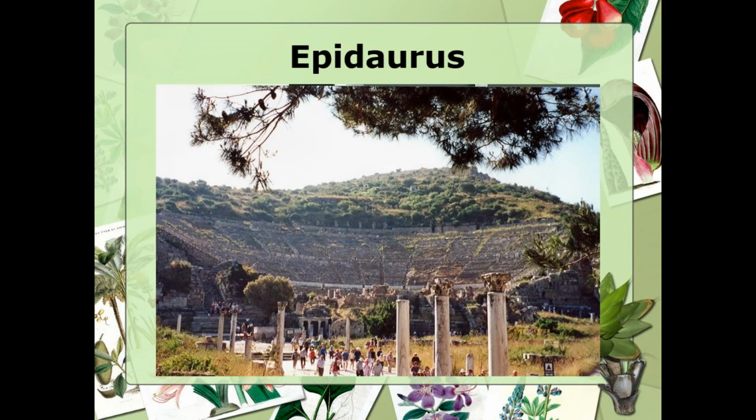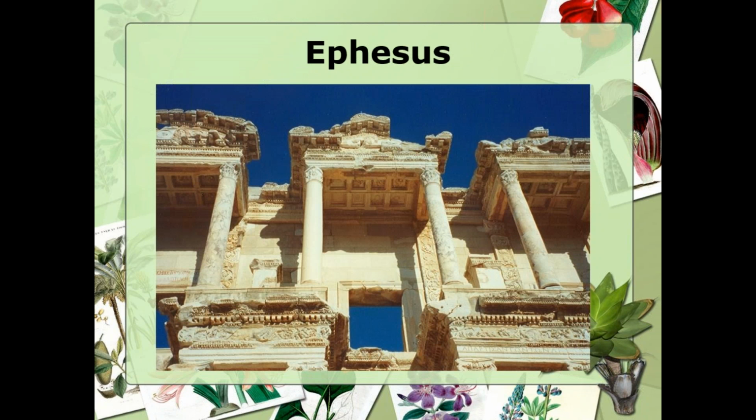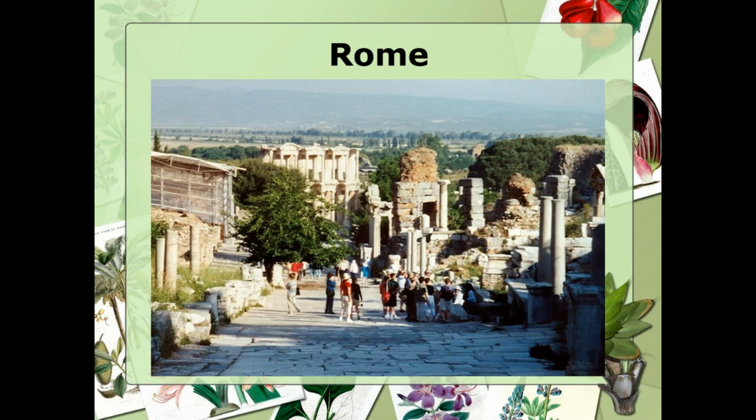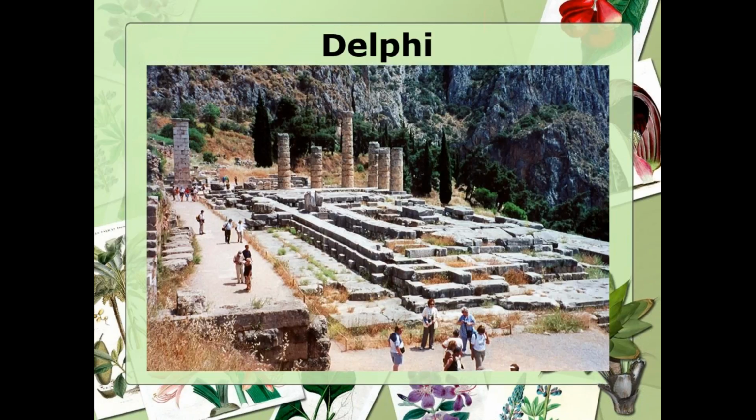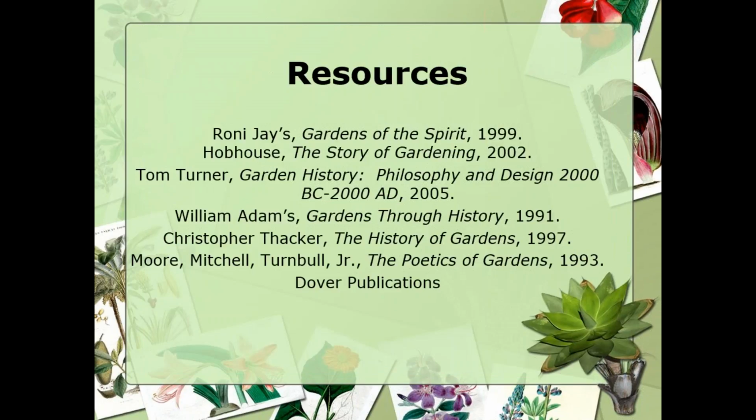All right, so Metropolitan Museum of Art, the Egyptian Room. And then here's the Epidaurus, Ephesus, Rome, Delphi, not Indiana Delphi. That will be a lot less interesting for you to go visit.